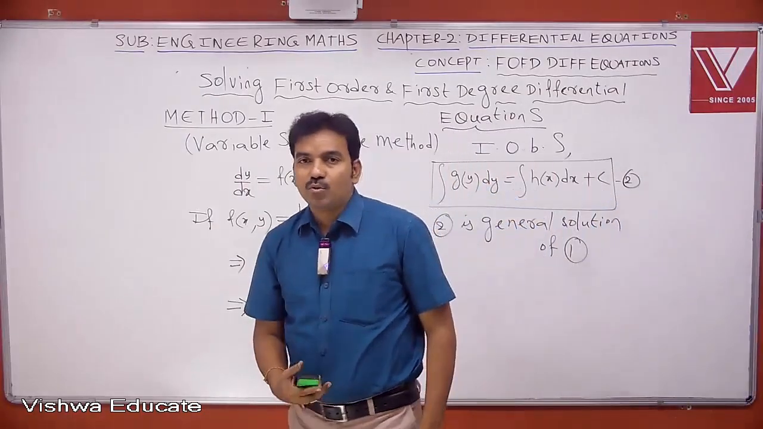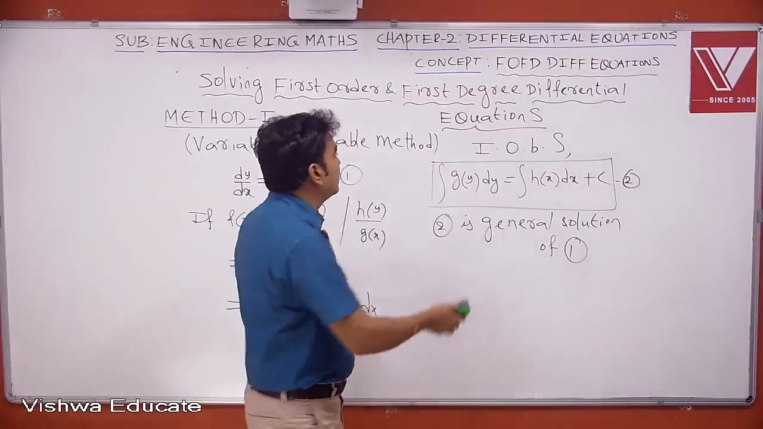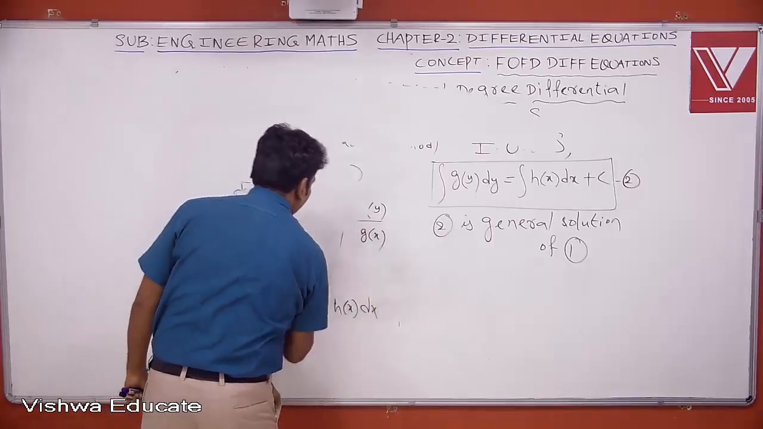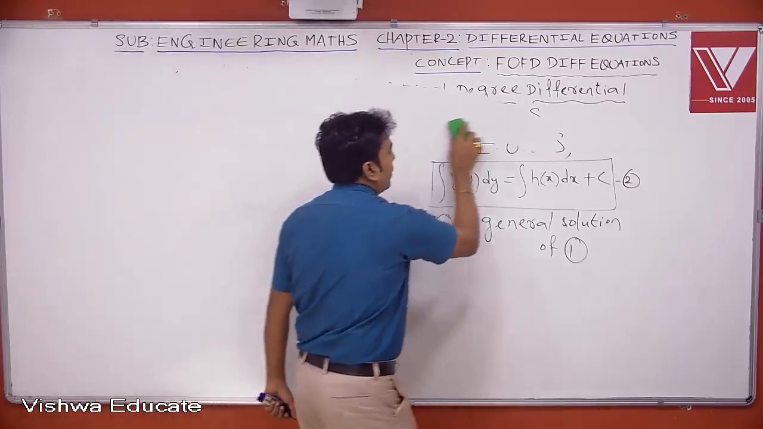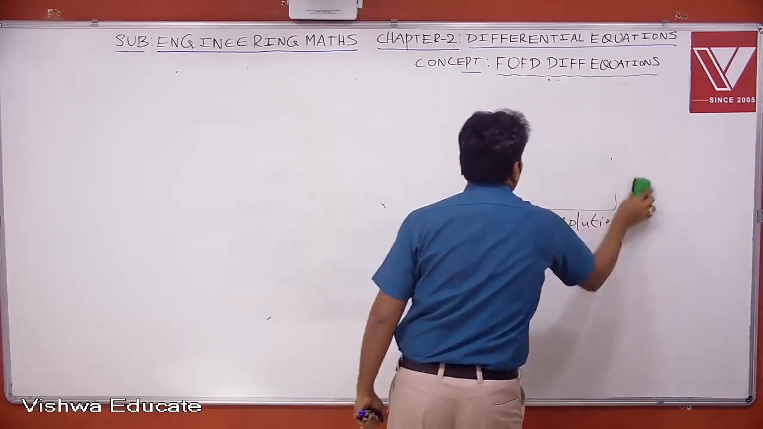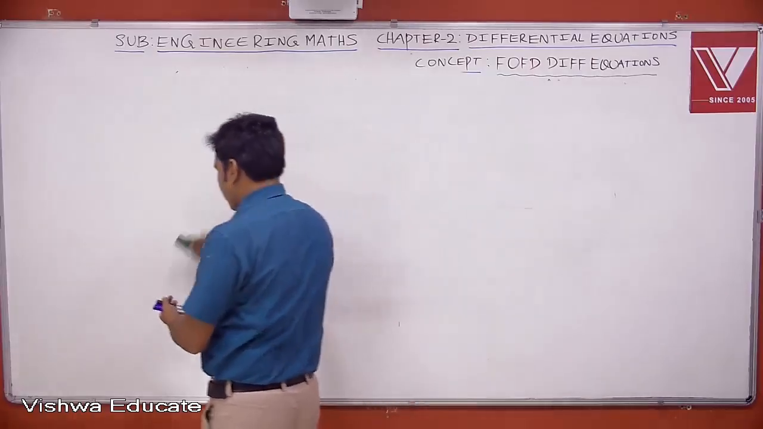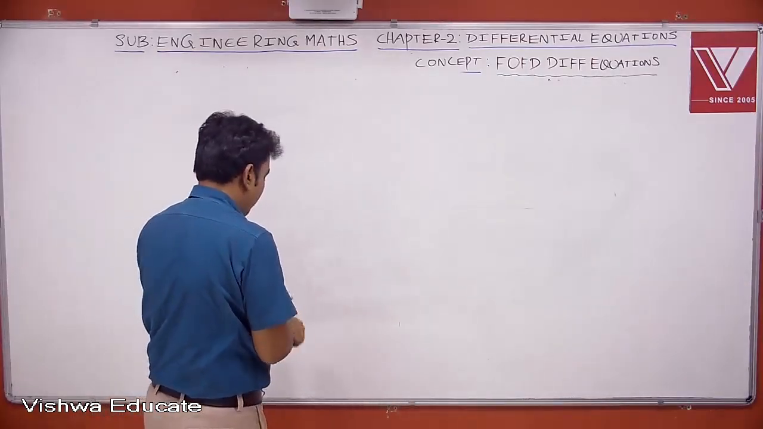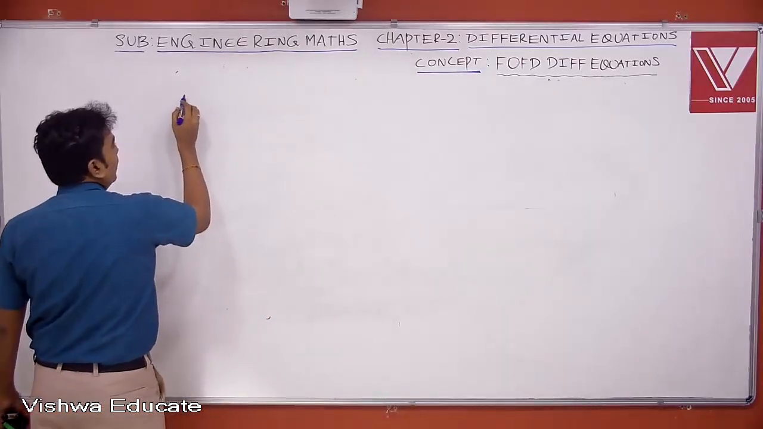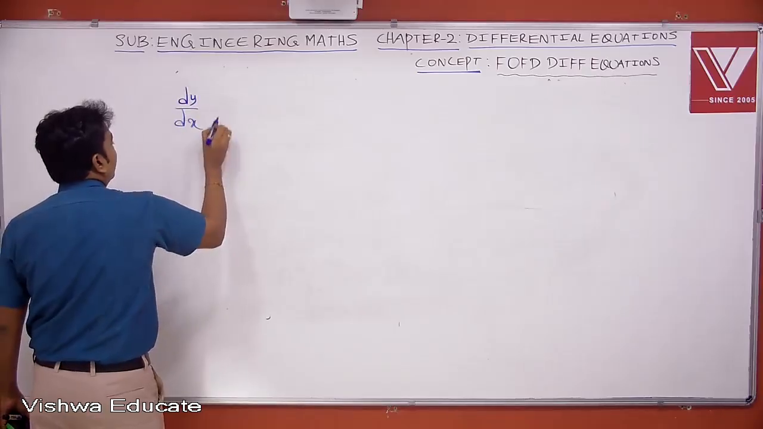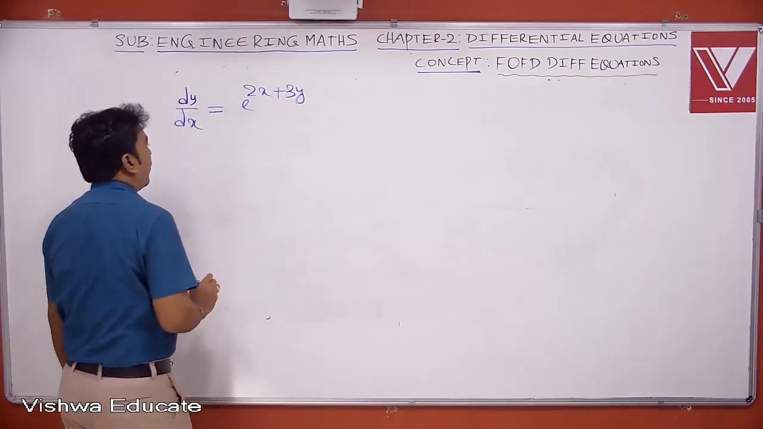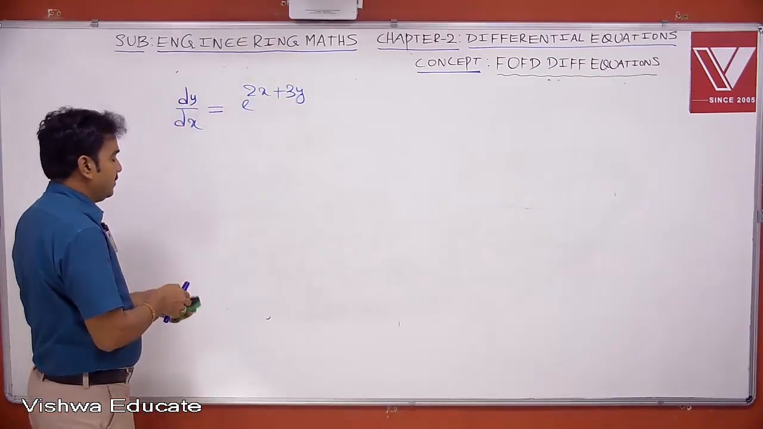Now let us discuss two examples on variable separable method. The first one is solve dy by dx equal to e power 2x plus 3y.